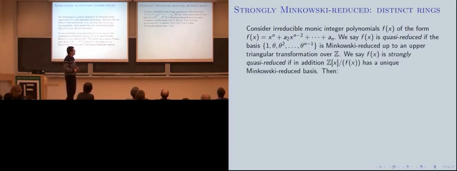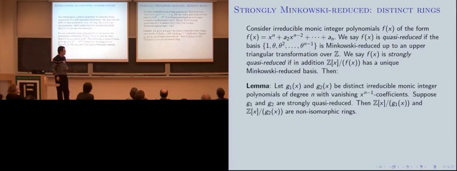Most lattices have a unique Minkowski reduced basis. So we'll say a polynomial is strongly quasi-reduced if the lattice has a unique Minkowski reduced basis, and in addition f is already quasi-reduced. So what do we prove? First, we prove that if you are strongly quasi-reduced, then you will have distinct rings. If G1 and G2 are distinct, irreducible monic with vanishing x to the n minus 1 term, and if they're also strongly quasi-reduced, then the rings they generate are distinct.